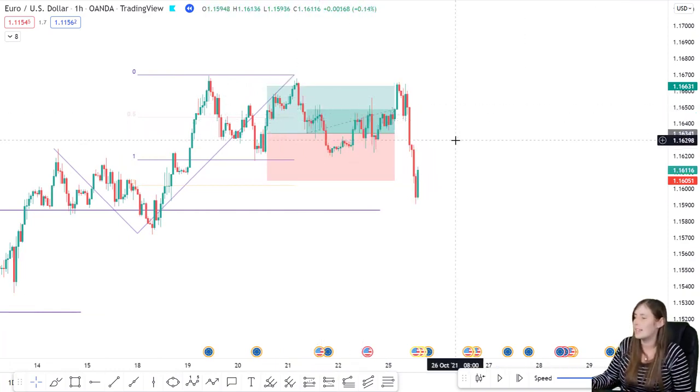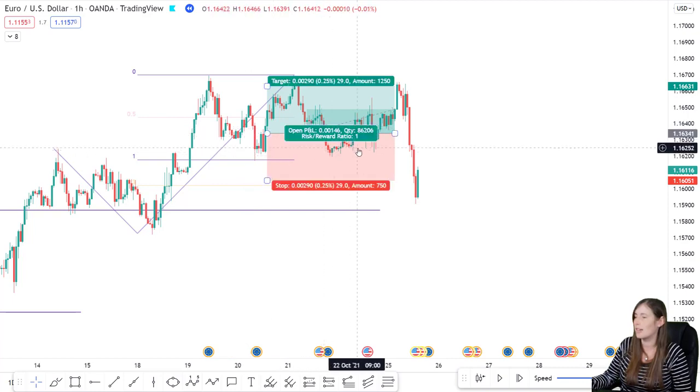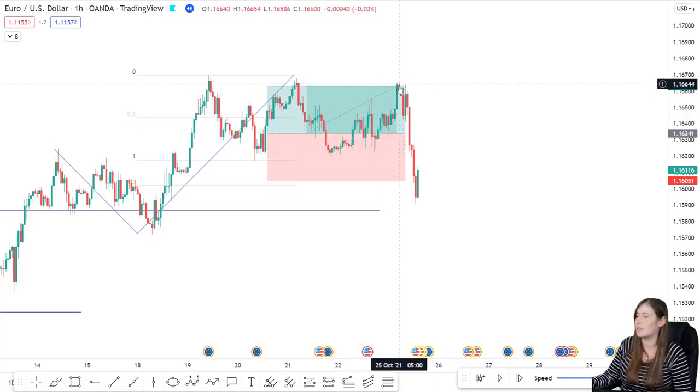So you can see that we did get this dip down, this little retest of our entry. We had a little bit of drawdown here, but then price did come up and hit our theoretical target there.